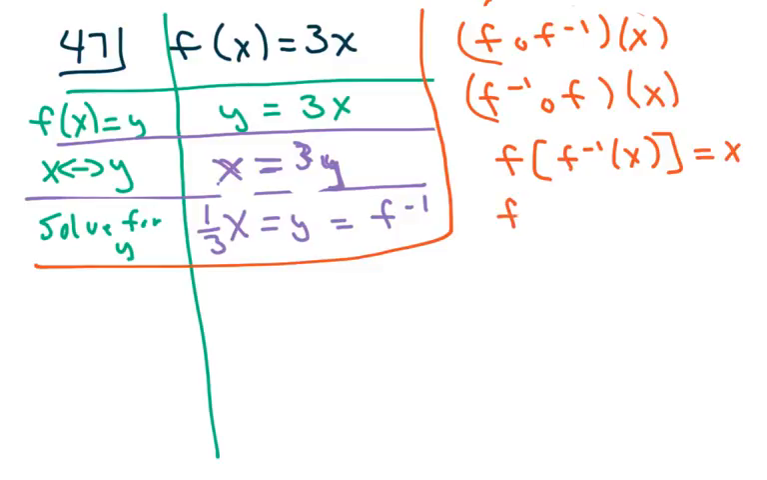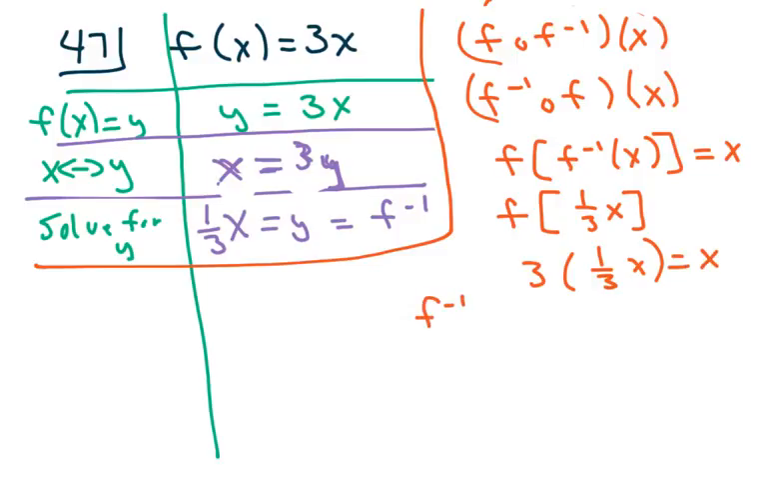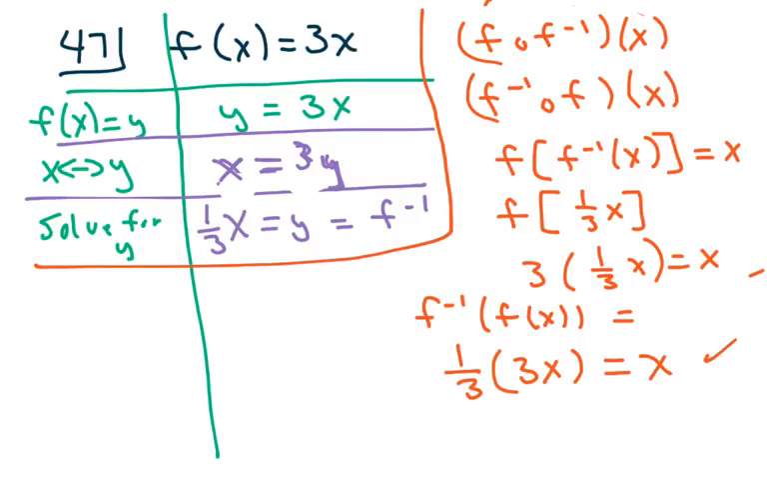So I'm going to put f, and f inverse is 1/3 x. So we have 3 times 1/3 x equals x. And then we're going to do f inverse composed with f of x. That means we write down f inverse, which is 1/3 x, but instead of x, we're going to write 3x. That equals x. So it did check, we did it right, and it's always going to check if you did it right.